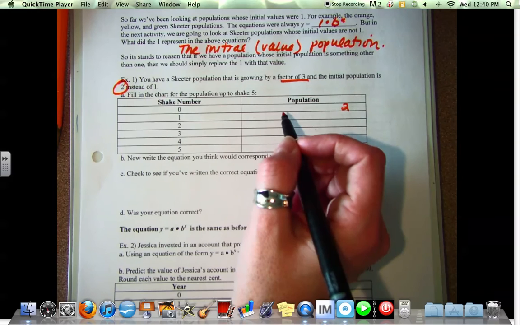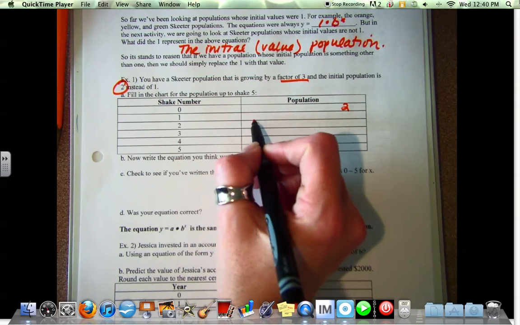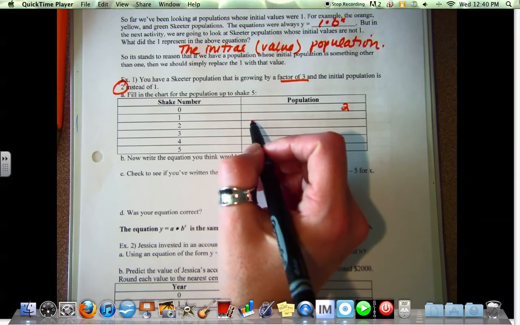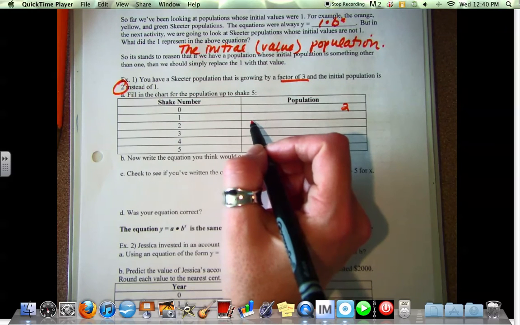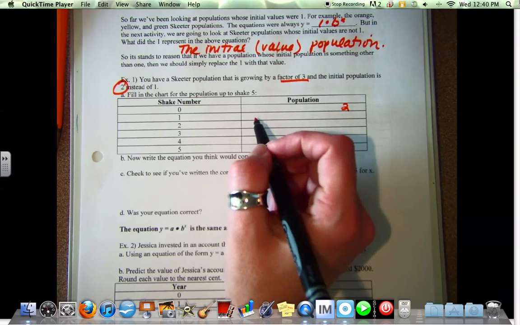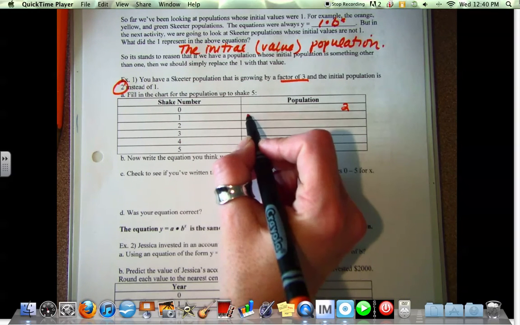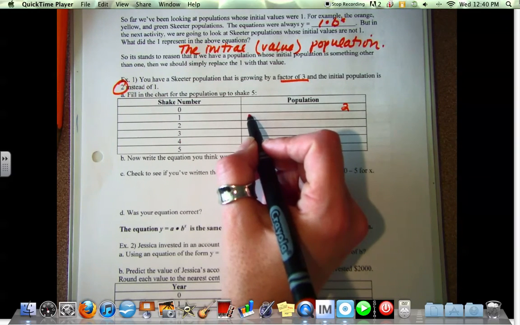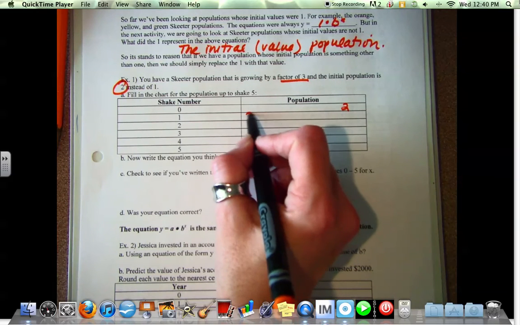Three times what? Would it be 2 to the third? No, it's not 2 to the third. What's our previous population? 2. And our factor is? 3. So how do we find the next population? It's 6. How do we get 6? 2 times 3.